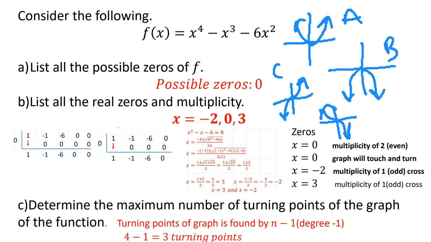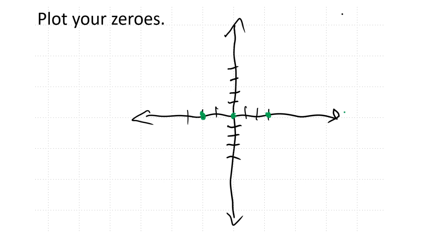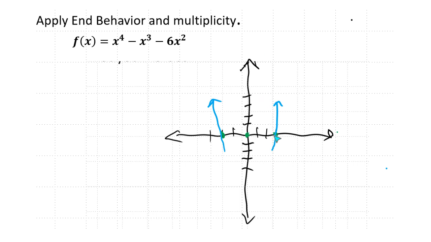Okay, so let's go to the next page. At the last zero that you see, you want to apply that behavior. I know at x equals 3 my graph is going to cross, so I have my graph crossing, and I know it's going to rise to the right. And at x equals negative 2, I know it's going to cross, and it's going to rise to the left. So now I need all the in-between.